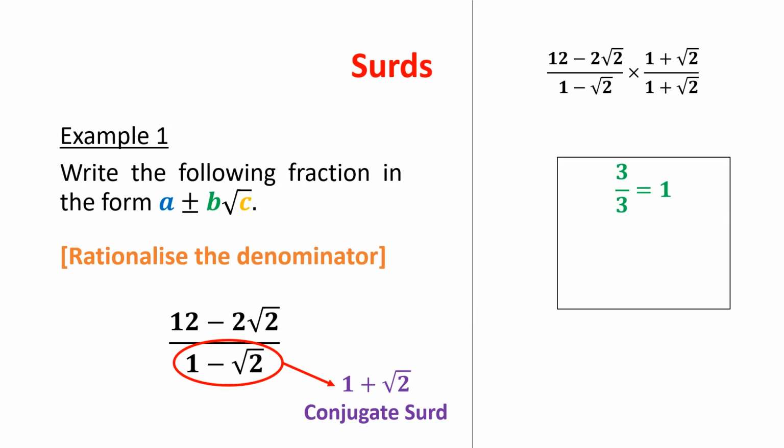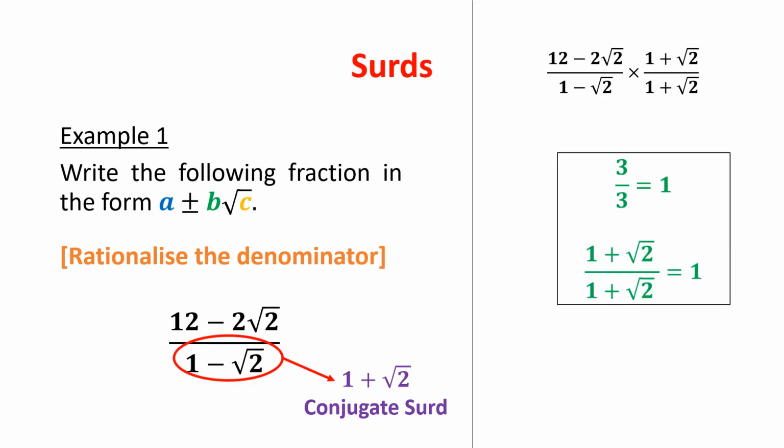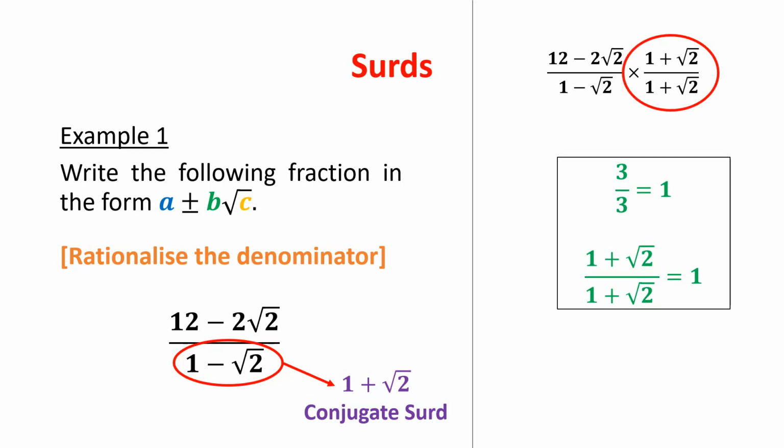Now, remember, any number divided by itself, any expression divided by itself is always 1. So technically, we're just multiplying by 1. So don't panic as to why we're doing it, because we're not changing the number. But what we're doing is multiplying by the conjugate divided by the conjugate, which is going to rationalize the denominator, and we'll show you as we go through.